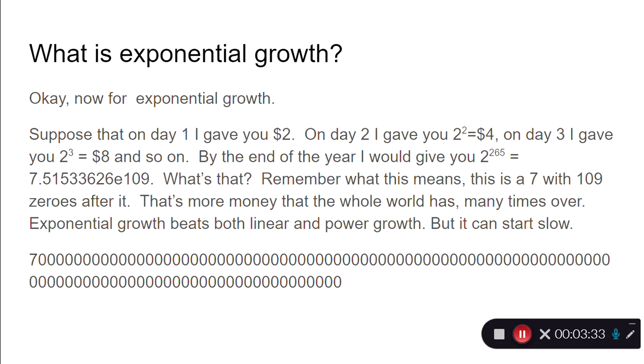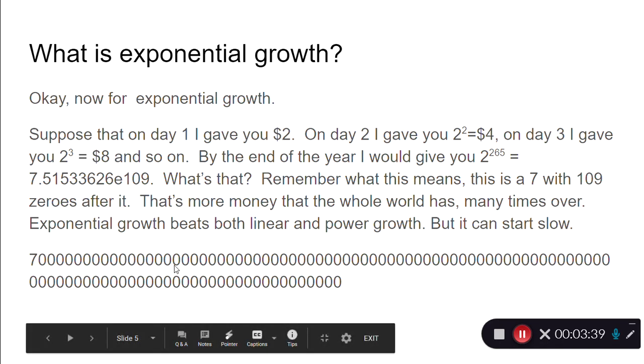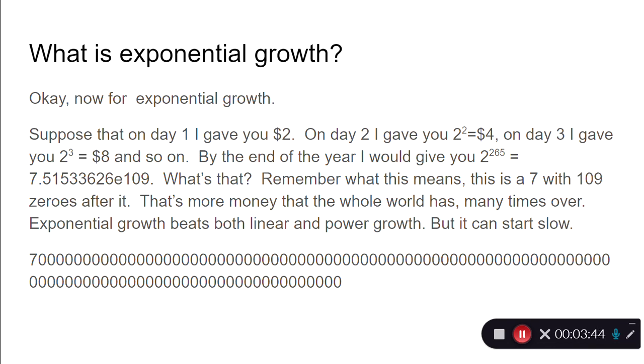So that's exponential growth. Starts small, ends ridiculous. And I wrote out the number, 7.5 times 10 to the 109th, at the bottom there. Exponential growth sneaks up on you.